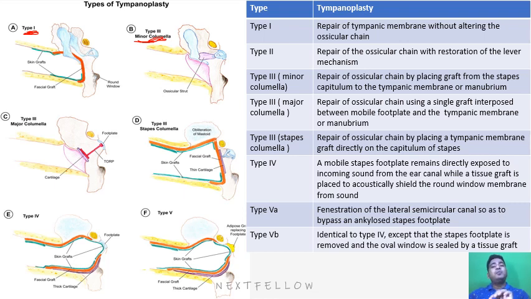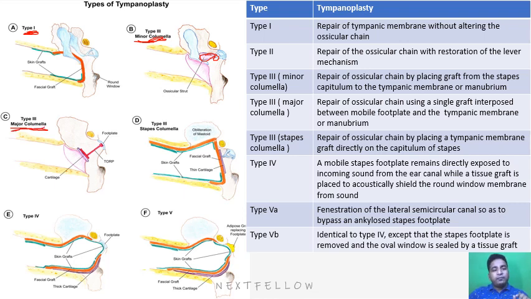Okay, no problem. In minor columella, we'll put a graft over the stapes capitulum. As you can see, this is my stapes capitulum. We are putting a graft over this, which is connecting either the malleus manubrium or the tympanic membrane with the stapes bone. So type 3 minor is repair of the ossicular chain by placing a graft from the stapes capitulum to the tympanic membrane or manubrium. Why are we writing here the tympanic membrane or manubrium? Because the manubrium is the handle of the malleus, which is attached to the tympanic membrane. So if that is intact, we'll directly put a graft between the tympanic membrane and the stapes capitulum. It is minor columella.